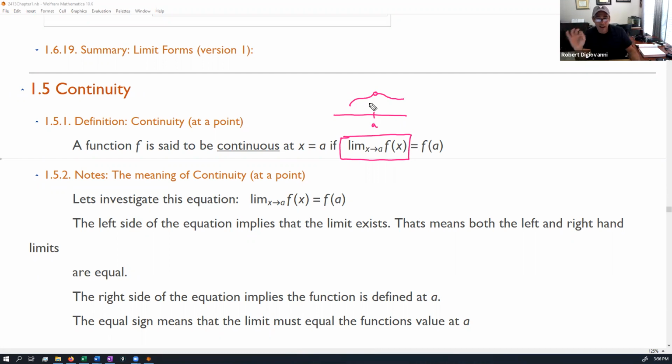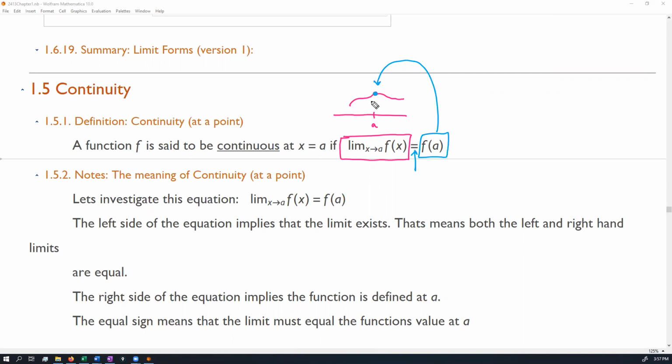But not only does that have to be true, we also need that it's equal to the function's value at a, which means that I need that to be filled in with a dot like that. And that will guarantee us continuity at that point. The dot's there and both sides are going into that dot. If we have that, then you have continuity at that point.